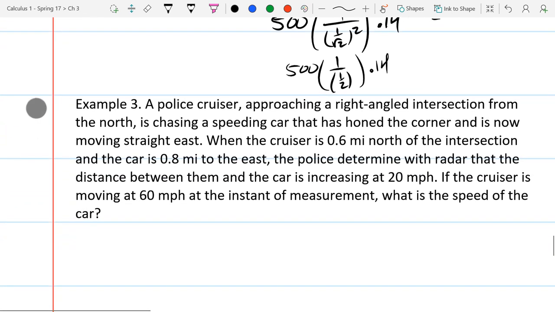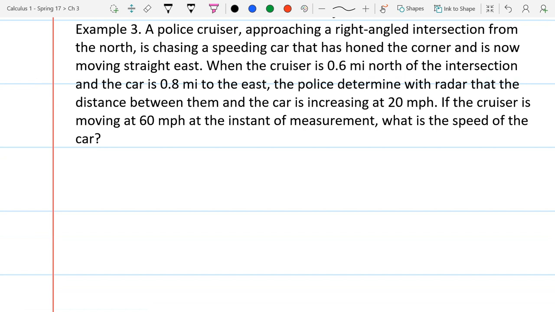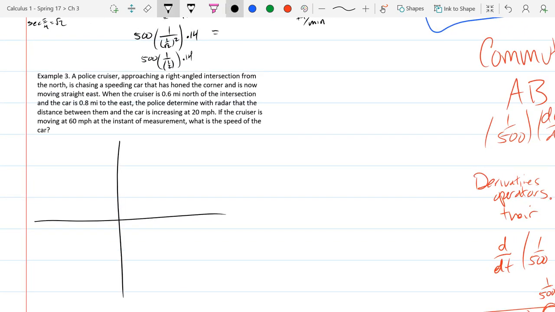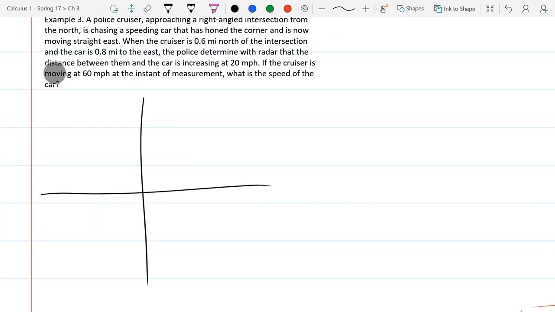All right, so we're watching a police chase and we notice a police cruiser is approaching a right angle intersection from the north and is chasing a speeding car that has rounded the corner and is now moving straight east. So we can already draw this intersection. It looks like a plus sign. So right angled intersection. We've got one road vertical, one road horizontal. So that's easy. The police cruiser is approaching from the north.